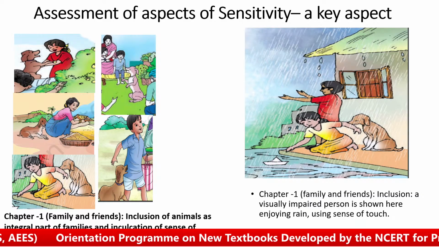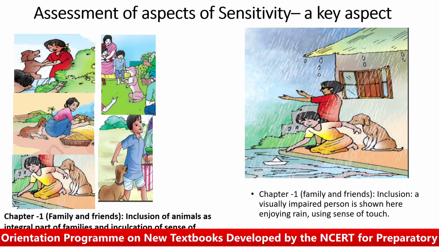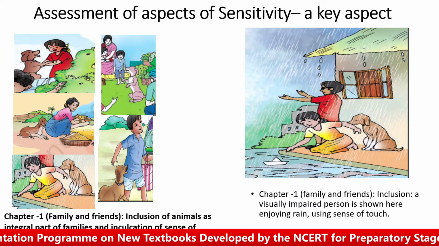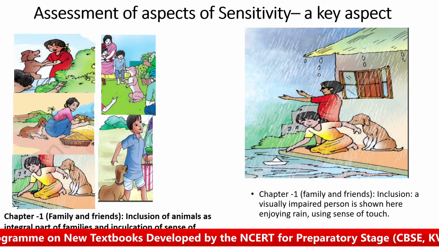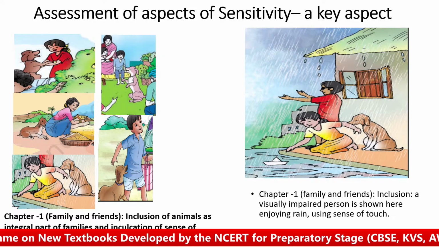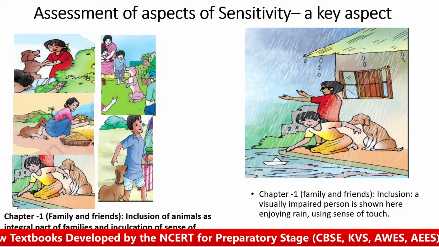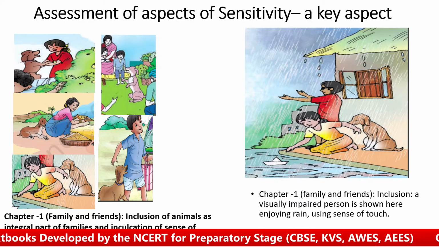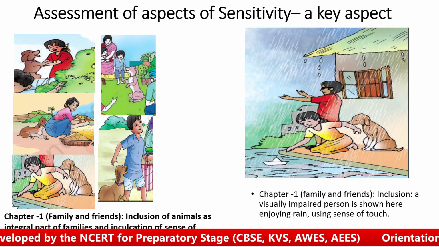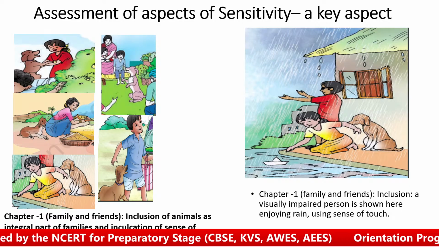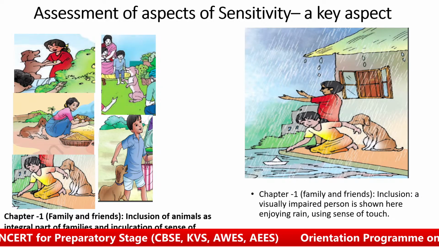So similarly, in chapter 1, Family and Friends, there's a case study related to inclusion, where a visually impaired person is shown enjoying rain using the sense of touch. So such examples are given in our textbook where we require to bring sensitivity towards differently abled people, pets, and our environment. All these pictures act as an advance organizer to create assessment practices.